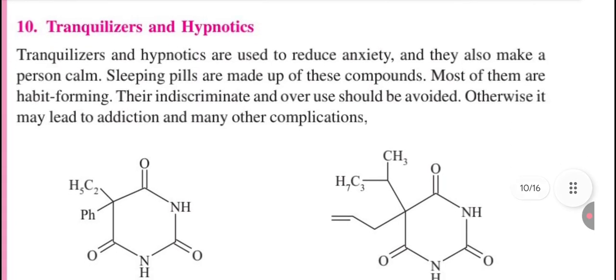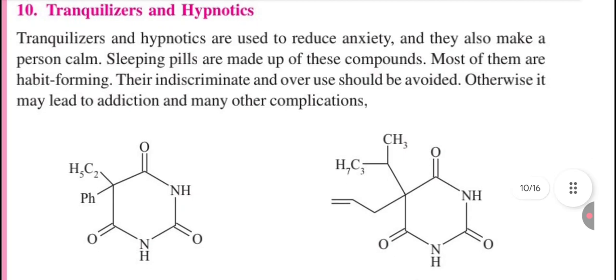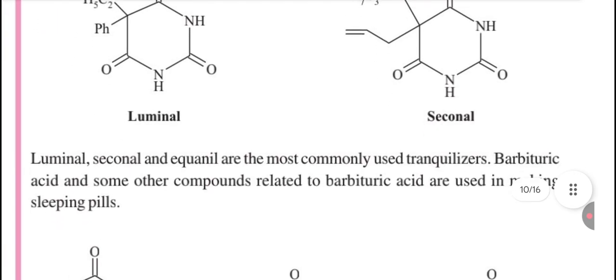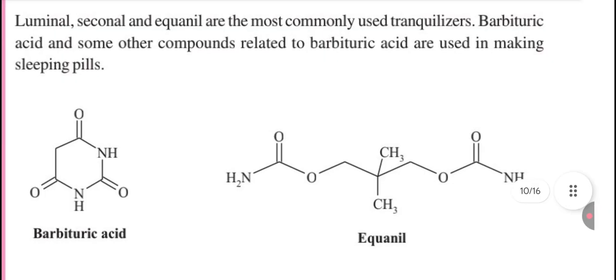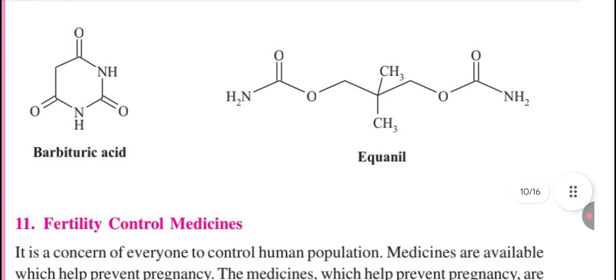Tenth, tranquilizers and hypnotics. Tranquilizers and hypnotics are used to reduce anxiety and they also make a person calm. Sleeping pills are made up of these compounds. Most of them are habit forming. Their indiscriminate use and overuse should be avoided, otherwise it may lead to addiction and many other complications. Luminal, seconal and equanil are the most commonly used tranquilizers. Barbituric acid and some other compounds related to barbituric acid are used in making sleeping pills.